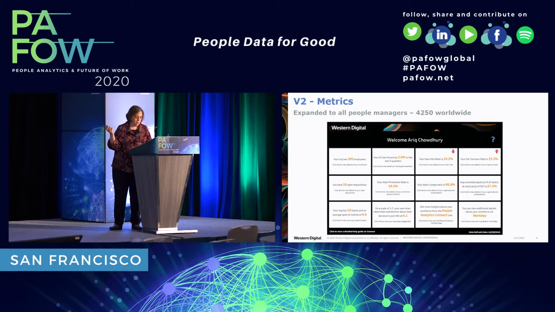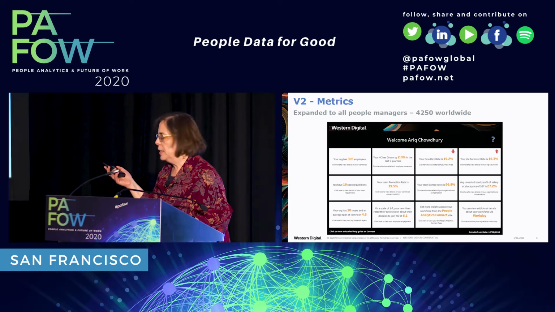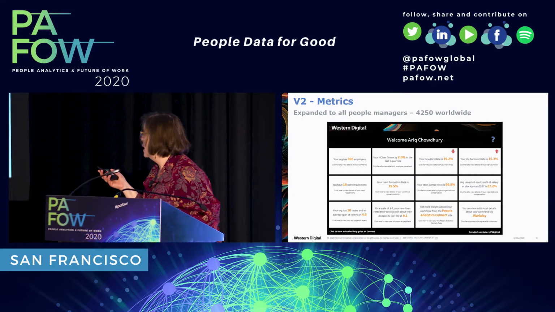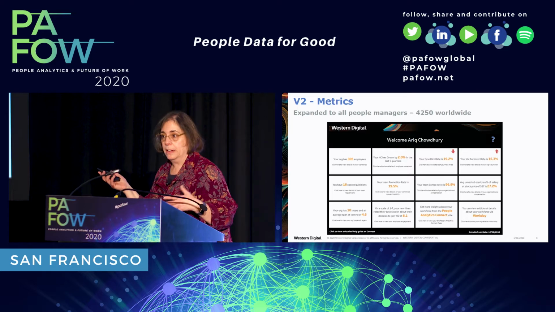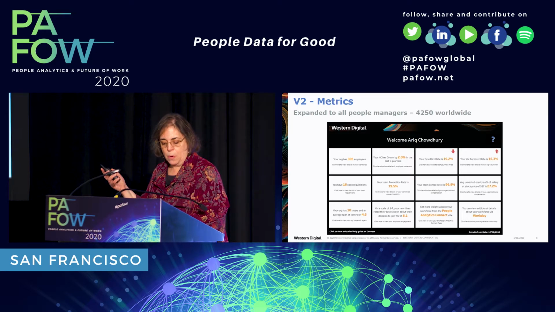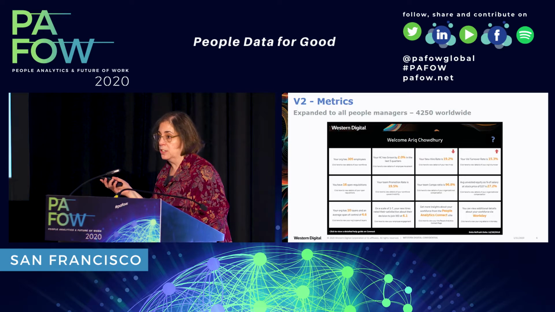So with version 2, we focused on metrics. Oh, okay, great, we can visualize and the pictures are pretty, but how can we make this more useful for people? So we decided to focus on some key metrics. And we expanded our footprint. We provide access to all managers globally, our HR COEs and our HR business partners, about 5,000 users.